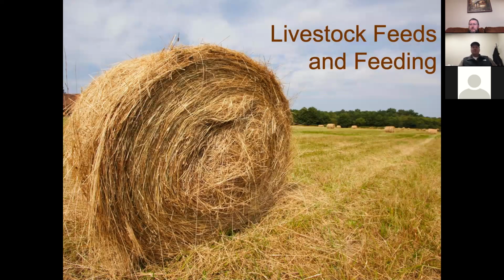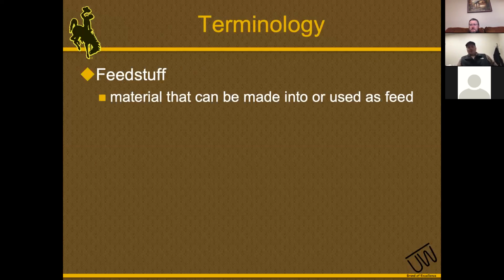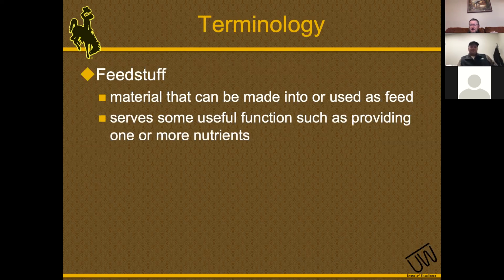So let's transition now to more livestock feed classification, and again end up with how we balance a ration. So let's do a little terminology. Oftentimes we will just use a generic broad category of feedstuff. So our definition of a feedstuff is just a material that we can use as feed. Okay, pretty simple. We're going to talk about different classifications of nutrients. So any nutrient, whether it be energy, protein, or roughage, they all can be considered feedstuffs.